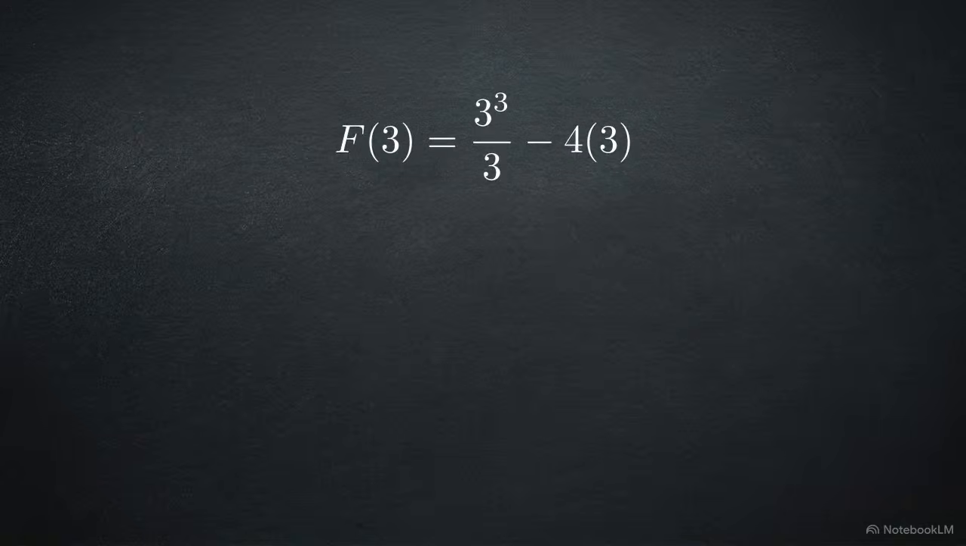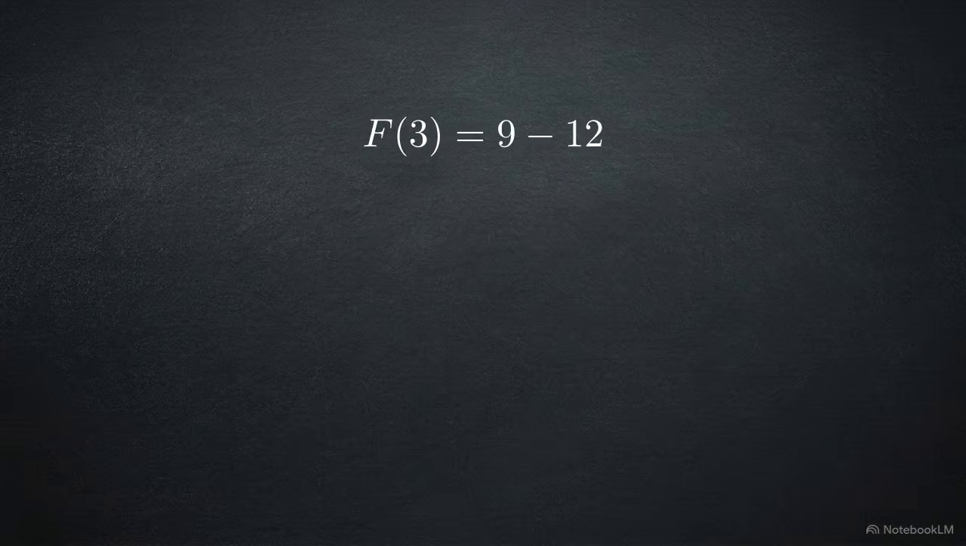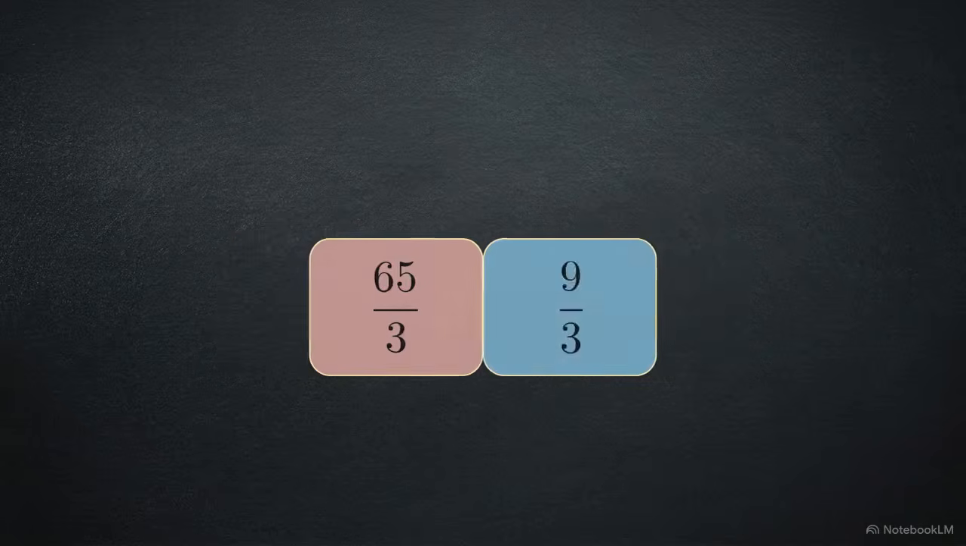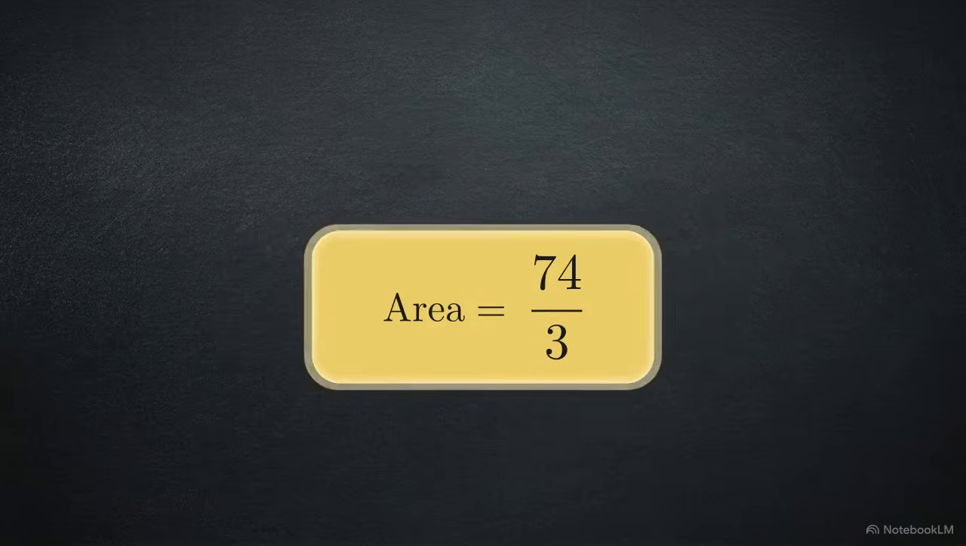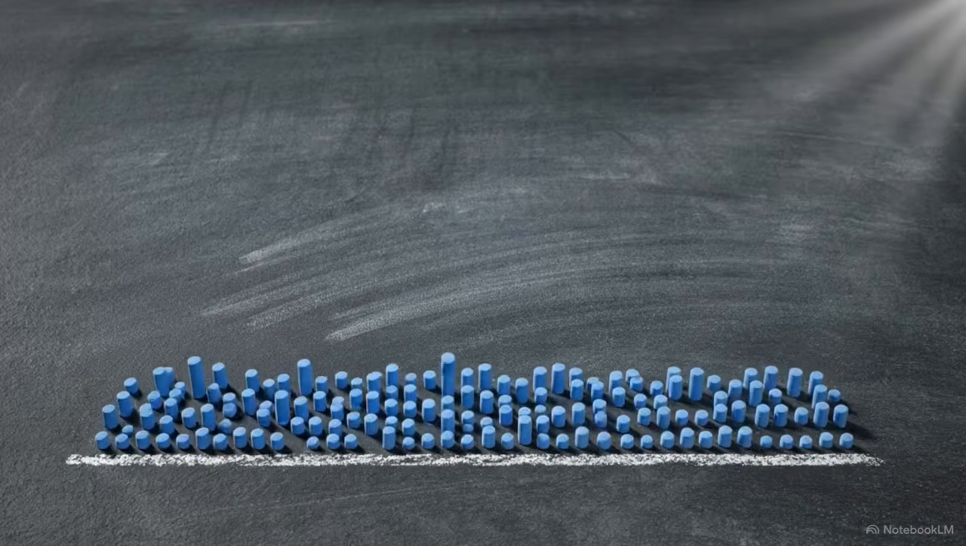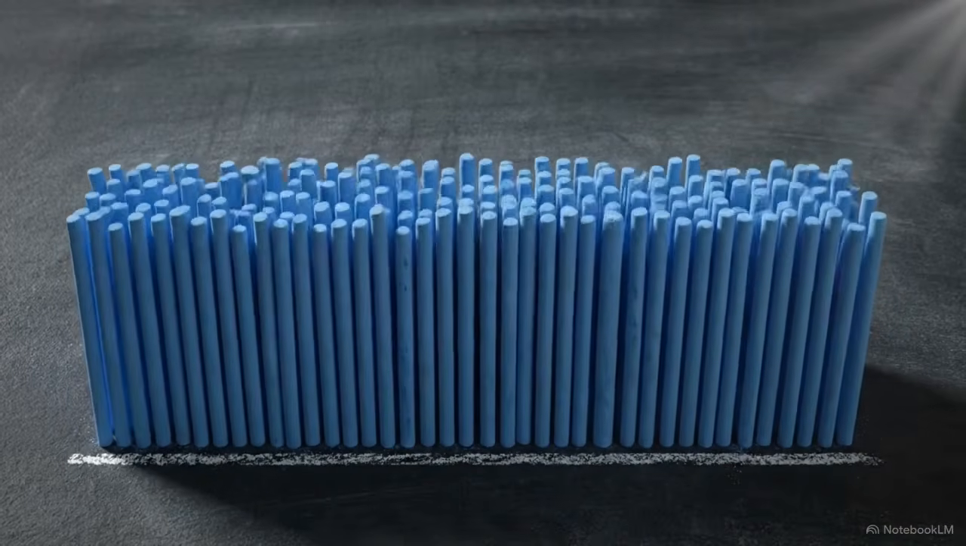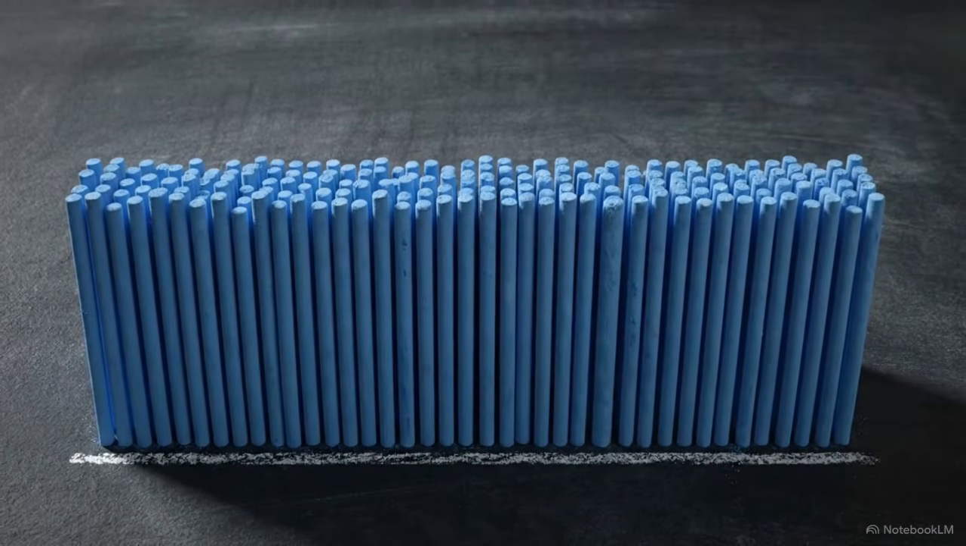We then evaluate it at our lower limit of 3, yielding 27 thirds minus 12. Subtracting the lower value from the upper value gives us a precise area of 74 divided by 3 square units. The definite integral has successfully translated a continuous, one-dimensional line into a perfectly measurable two-dimensional plane for us to analyze.